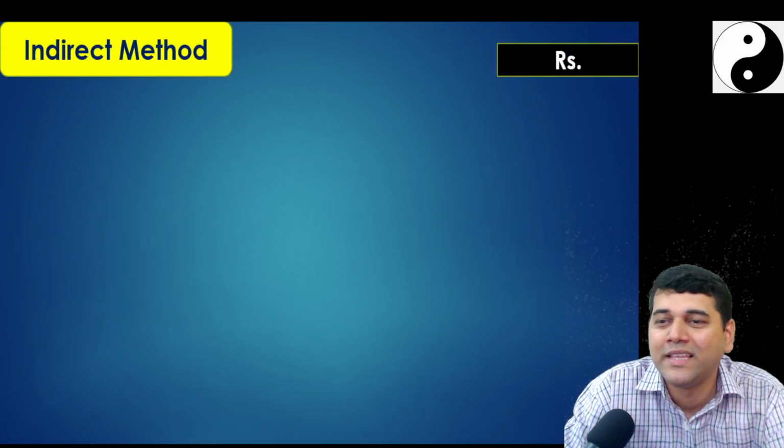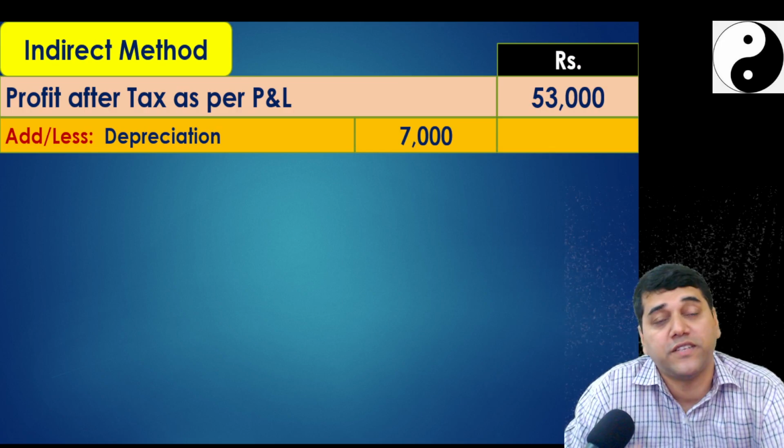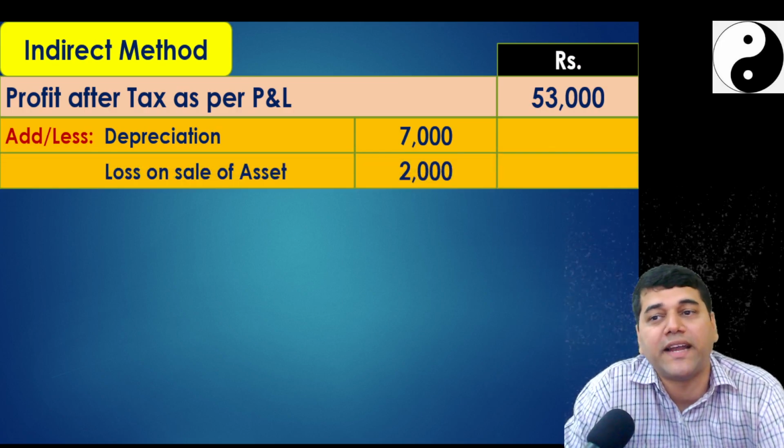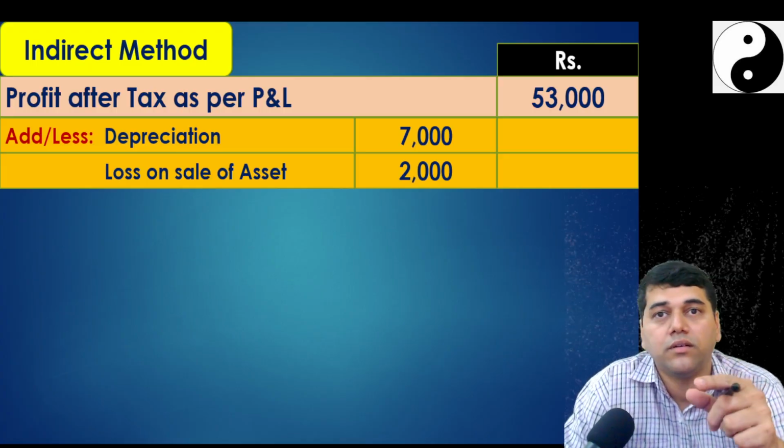And you would have got that difference in the closing. Now in the indirect method, the same amount would have gone. So in the indirect method, you start with the profit as per P&L account 53. First, non-cash expenses, depreciation you would have added back. Loss on sale of asset is a non-cash item.